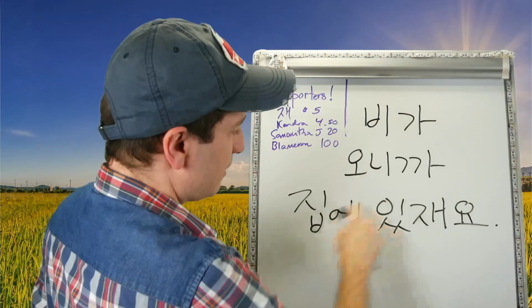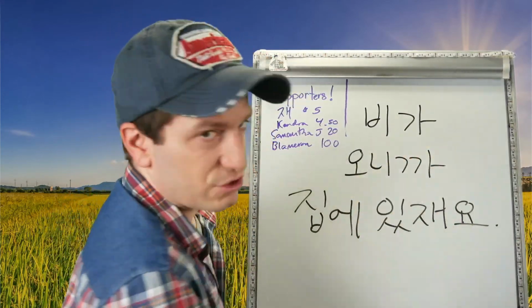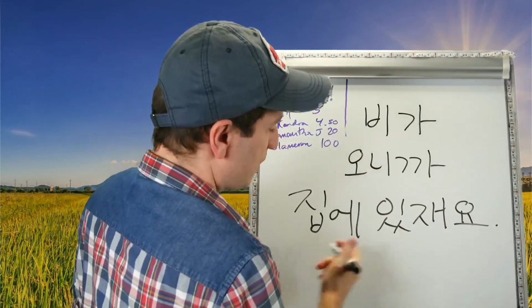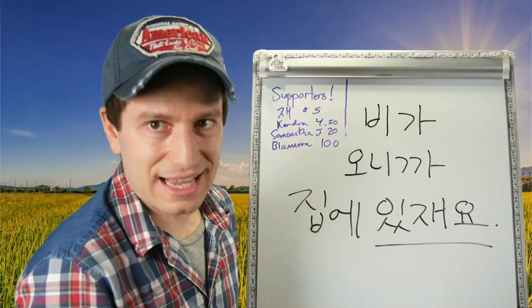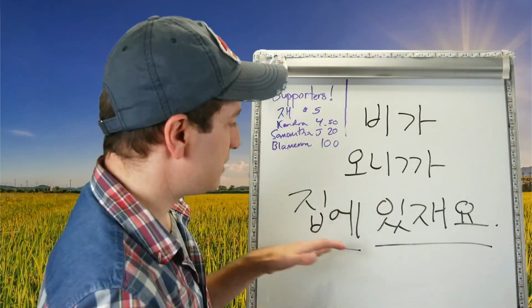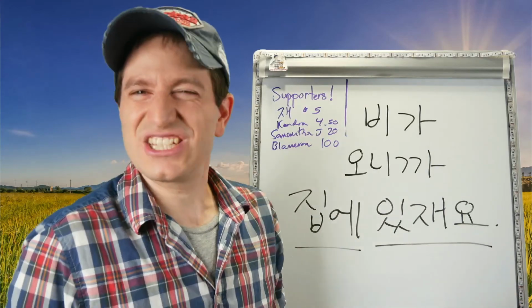비가 오니까 집에 있재요. 비가 오다, to rain. So 비가 오니까, because it's raining, 집에 있재요. So let's stay, 있다, to stay. Let's stay at home because it's raining. 비가 오니까 집에 있재요. So because it's raining, let's just stay at home.